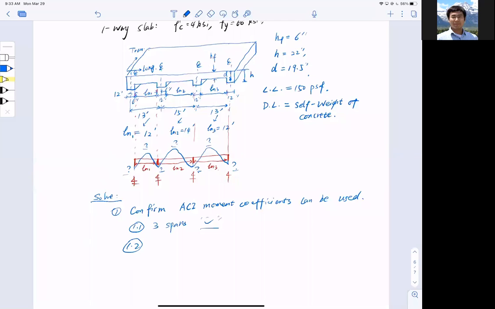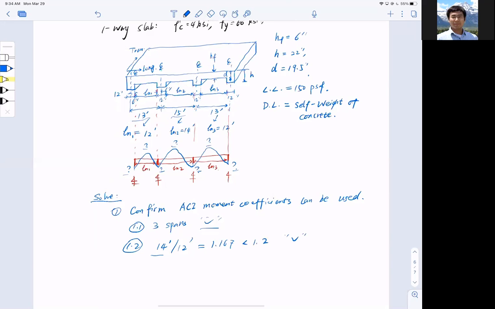How about number 2? Is one span longer than the other by more than 20%? So Ln1 is 15 feet divided by 13 feet. Sorry, I used the nominal span length, but that's fine. I can use 14 by 12. Let me recalculate this with the calculator. Give me 1 second. So 14 divided by 12 is 1.167, and this, ladies and gentlemen, is definitely smaller than 1.2.